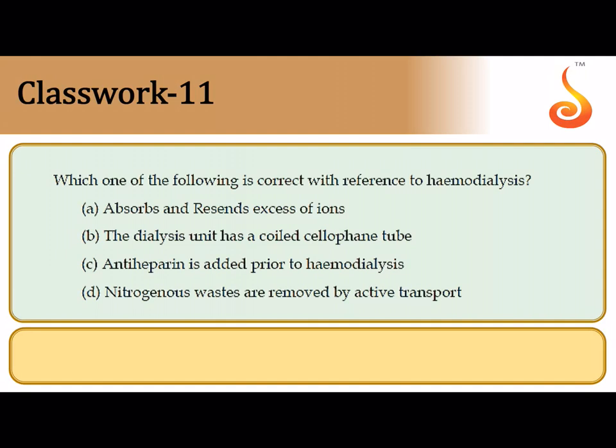Which one of the following is correct with reference to hemodialysis? Now you know that in hemodialysis, you are sending in the blood of the patient who is suffering from kidney failure into a tube, a dialysis unit which has a coiled cellophane tube. Cellophane is semi-permeable, immersed in a liquid solution called dialysing fluid or dialysate. So obviously the answer is it has a coiled cellophane tube.